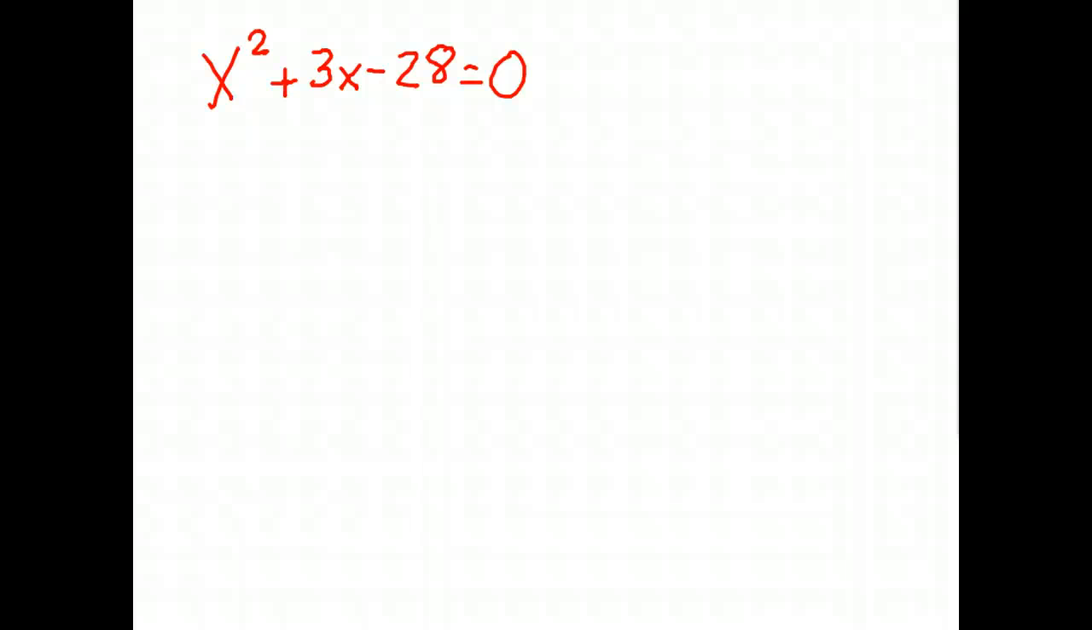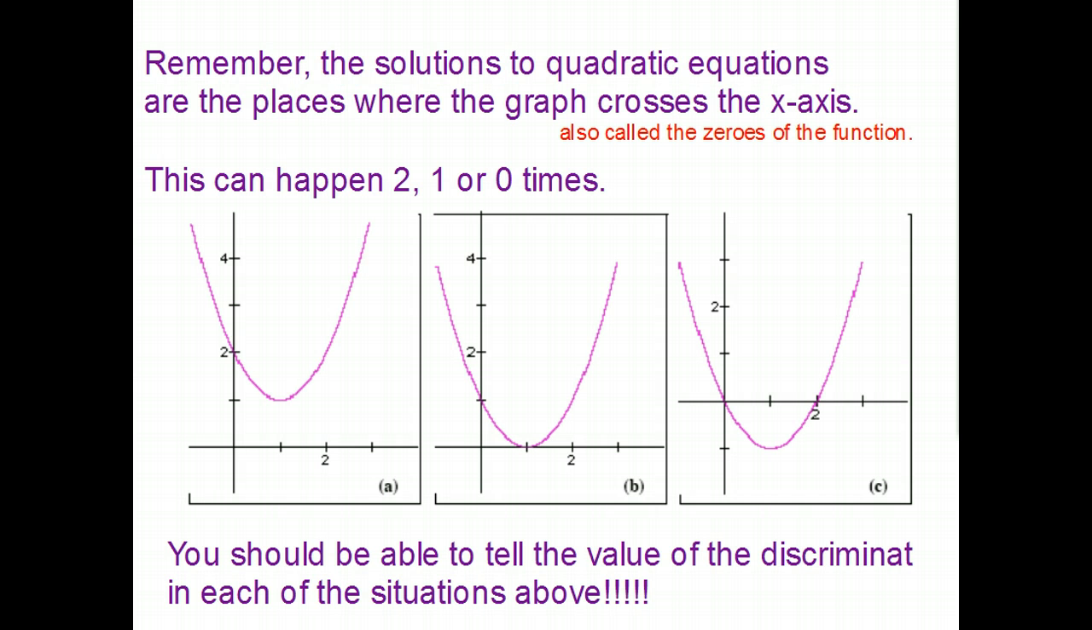In this video, we're going to talk about solving quadratic equations and looking at the value of the discriminant. The first thing you should really know is that quadratic equations can have 0, 1, or 2 real solutions. And their real solutions are actually the same places that the graph crosses the x-axis. The reason for that is whenever you solve a quadratic, you always set it equal to 0.